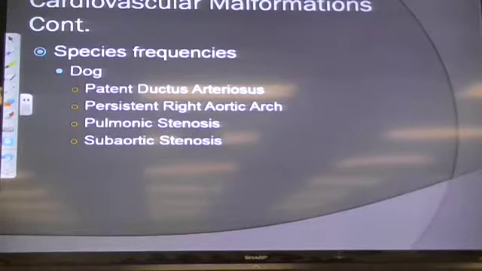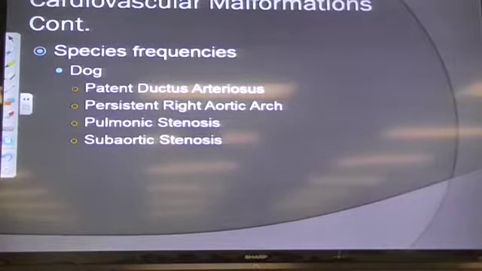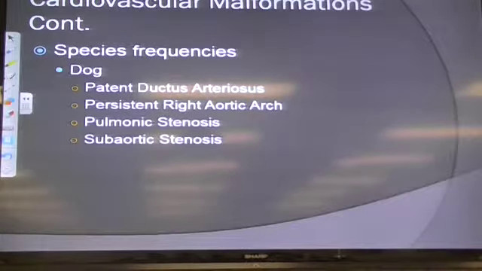Were you saying something? Is it the ligament arteriosus? Yep, so after birth, once it closes, it's called the ligamentum arteriosum. But if that remains patent, you get a patent ductus arteriosus.